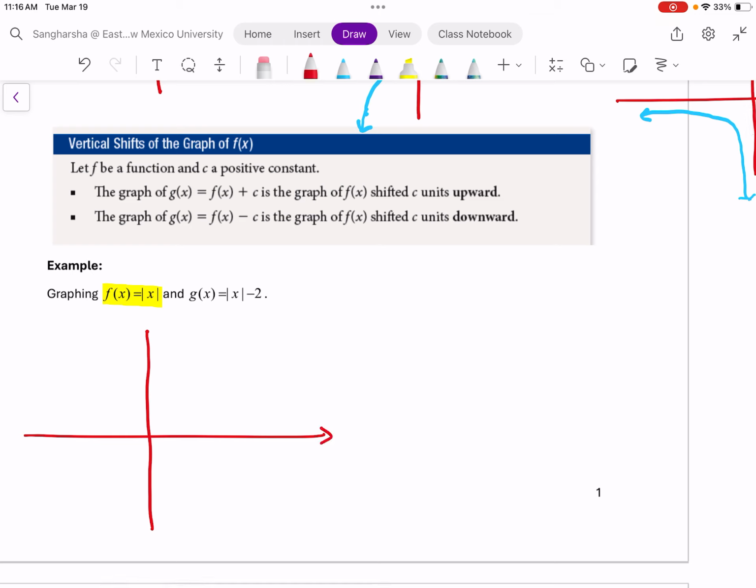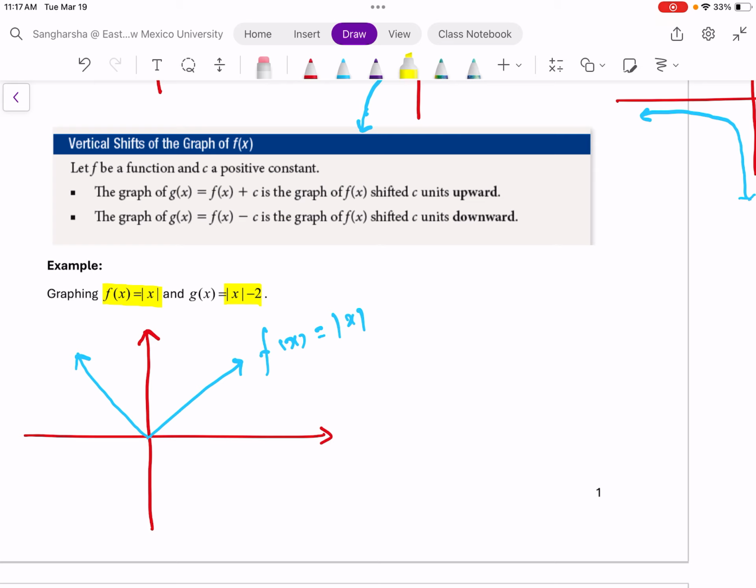So the absolute value function is always a V shape, okay? So we have a V shape. This is our f of x equals absolute value of x. Now, with the help of this basic function, we need to graph absolute value of x minus 2.